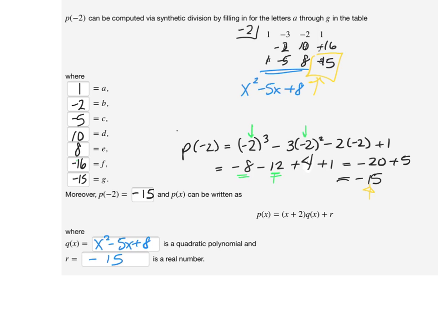So it's leading you into synthetic division, making sure that you understand where all the numbers come from and what comes out. That's all it's asking you for number 1.